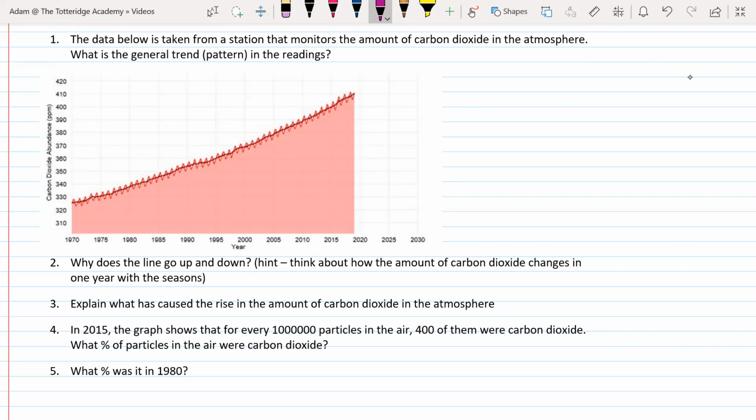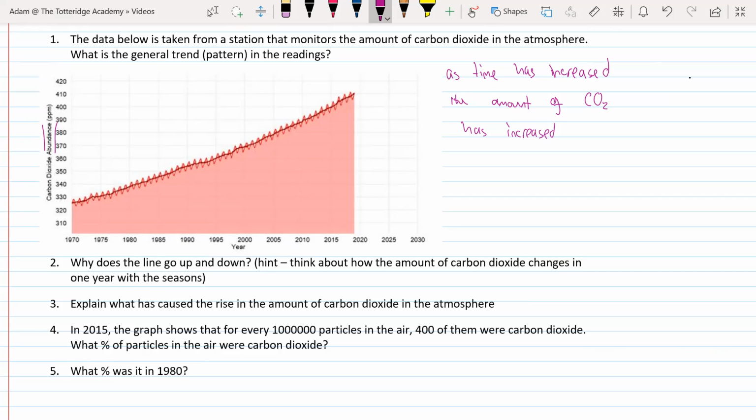So you could just write, as time has increased, the amount or abundance, that's the way they measure it here, abundance of carbon dioxide has increased. And again, this is since the 70s, just goes up and up because of all of that. I know we've got that in question 3, so we'll go to that there. Why does the line go up and down?